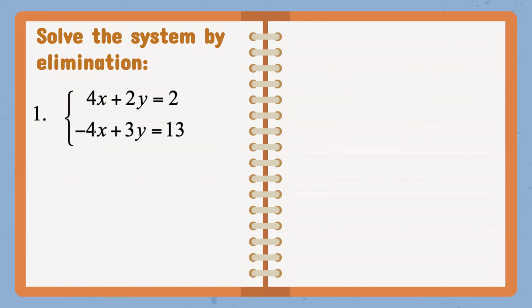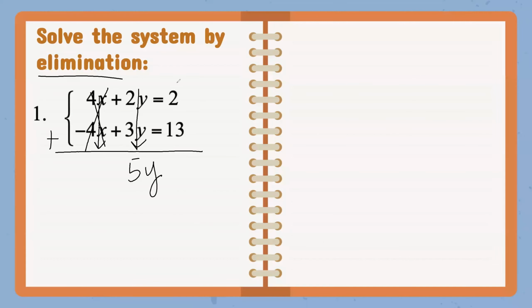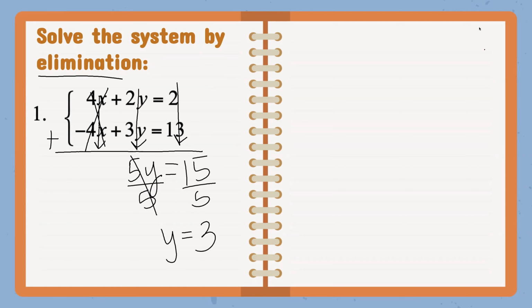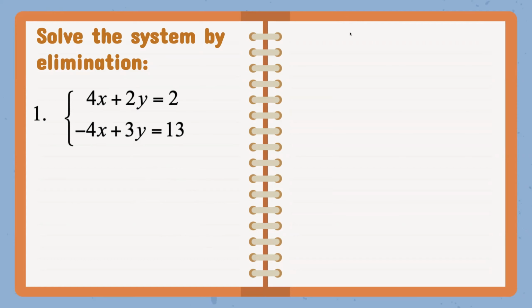Because they're already opposites, I can move on to the third step I outlined, which is add the two together. And you're going to add by columns. So 4x plus -4x gives us 0x. We've eliminated the variable x. 2y plus 3y is 5y. 2 plus 13 is 15. You then want to solve for y, so you divide both sides by 5, and you get y is equal to 3. So you solve for one of the variables.